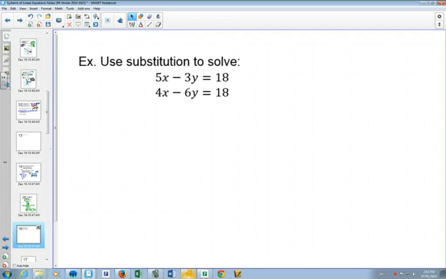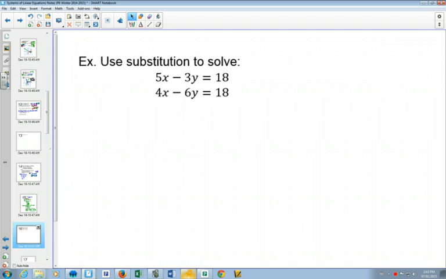What we'll do first is decide as a group which variable you want to get by itself. Want to get the y by itself? A little bit of mental math. There's nothing really easy to get by itself. Can you see if you get the y by itself, you'd either have to divide by 3 or 6, depending on which equation. If you get the x by itself, you'd have to divide by 5 or divide by 4.